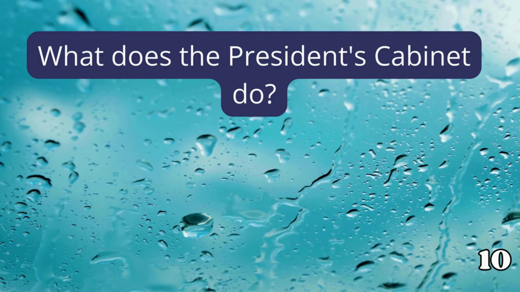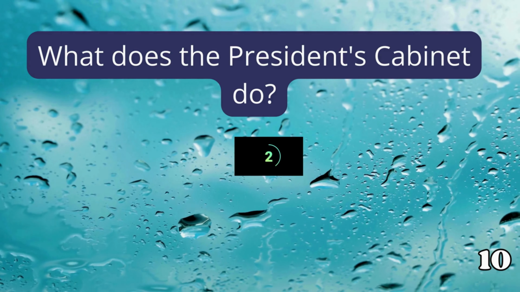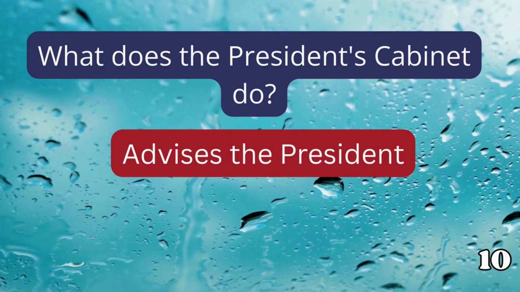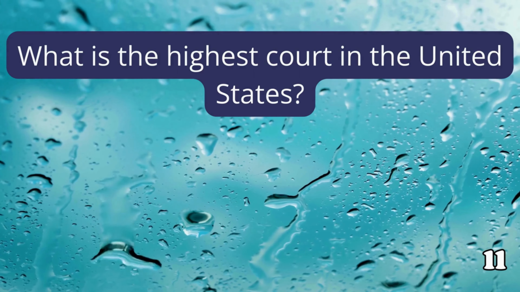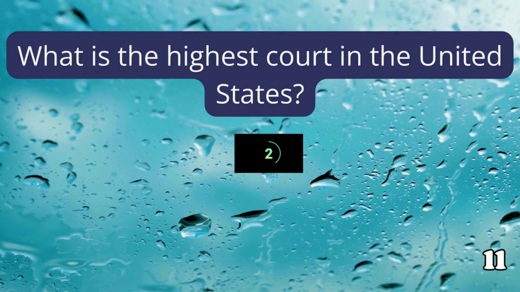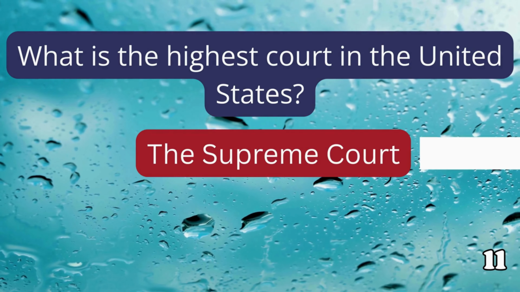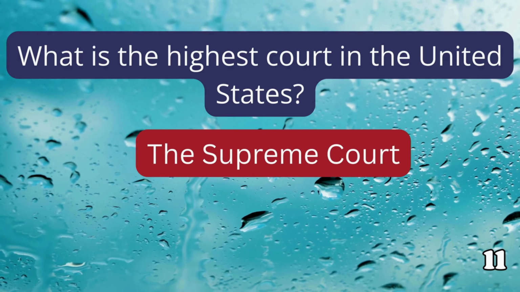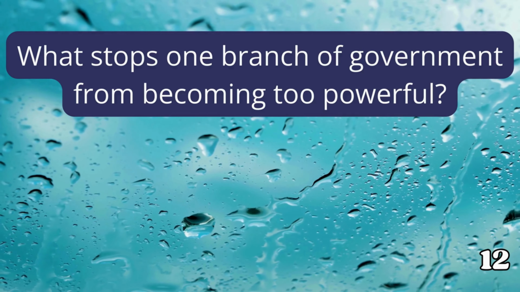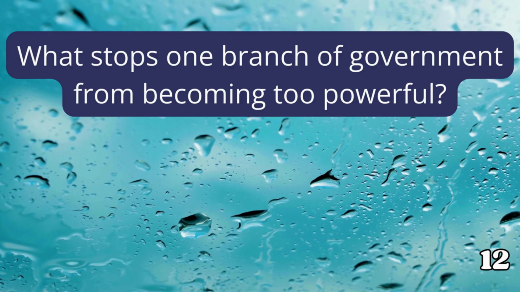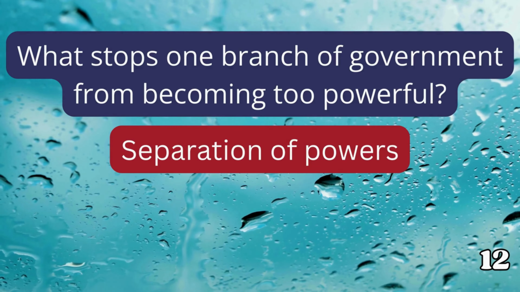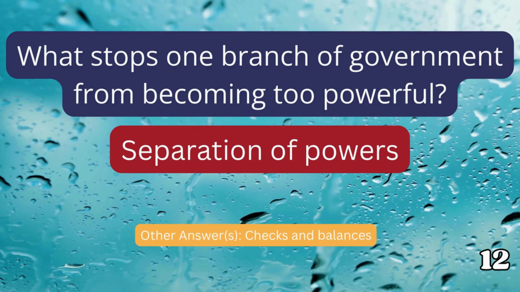What does the President's cabinet do? Advises the President. What is the highest court in the United States? The Supreme Court. What stops one branch of government from becoming too powerful? Separation of powers.